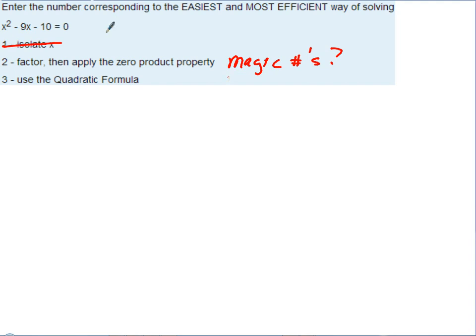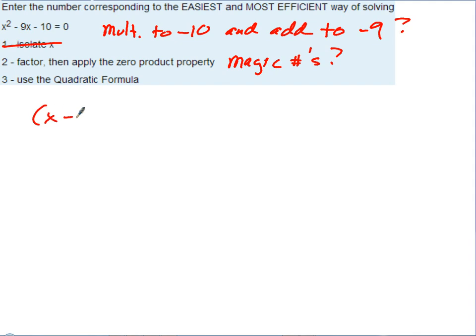So are there numbers that multiply to negative 10 and add to negative 9? Yeah. What are they? Yeah, so it'd be negative 10 and positive 1, right? So this thing would factor into x minus 10 times x plus 1, and that's super easy to solve, right? Just set the factors equal to 0 and solve. So it would be factor.